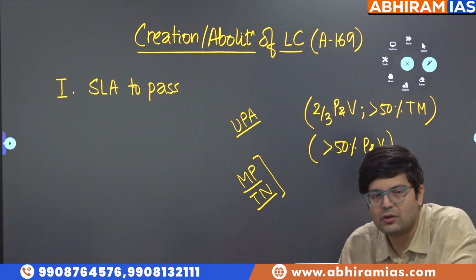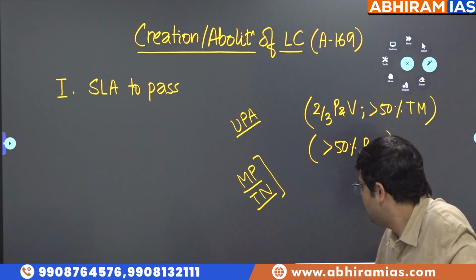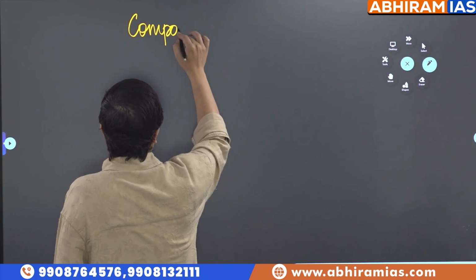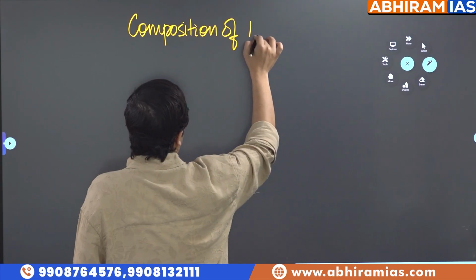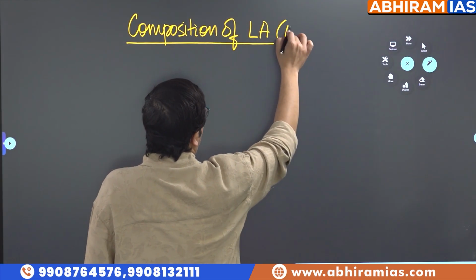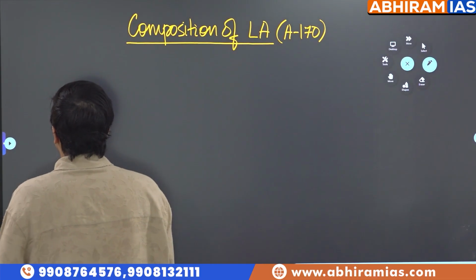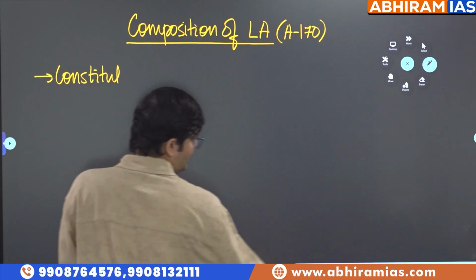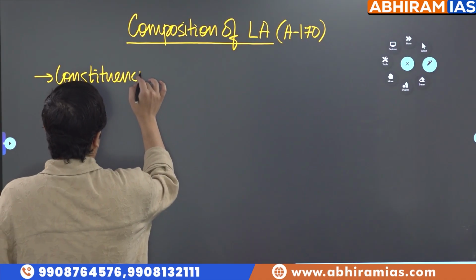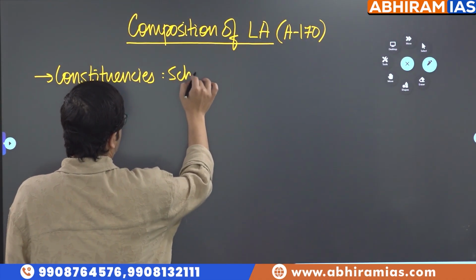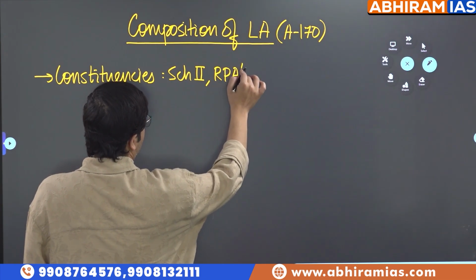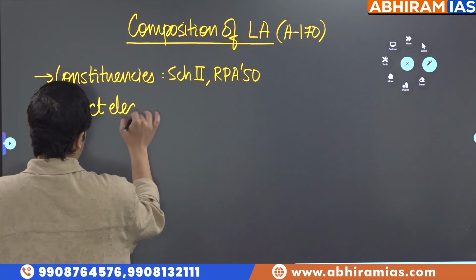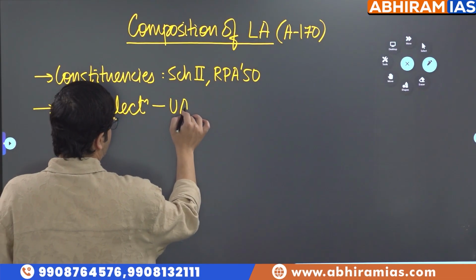Next heading, please write. Composition of LA. First, LA. Composition of LA. All things are exactly the same, so no research is required. You have the same concept of constituencies. And the number is mentioned where? In Schedule 2 of RPA 50. And then you have direct election with UAF.